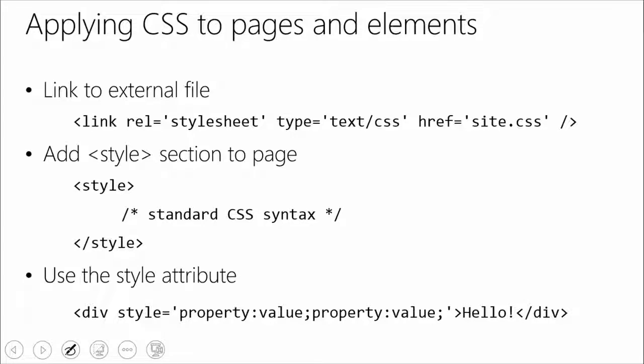As it turns out, there are three different ways that you can apply a style sheet or style to a page or to an element. The first way, and generally speaking the preferred way, is to link to it. You'll notice that it's a link, rel equals stylesheet, type equals text/css, and then wherever that reference happens to be. The nice part about doing that is, once again, that nice clean separation of concerns. So my style's over here, my HTML is over here, my JavaScript is over there.